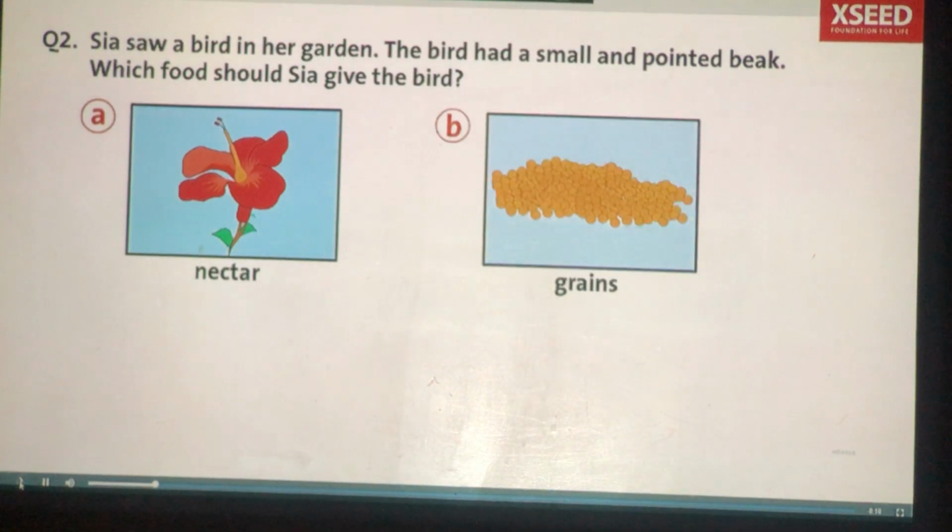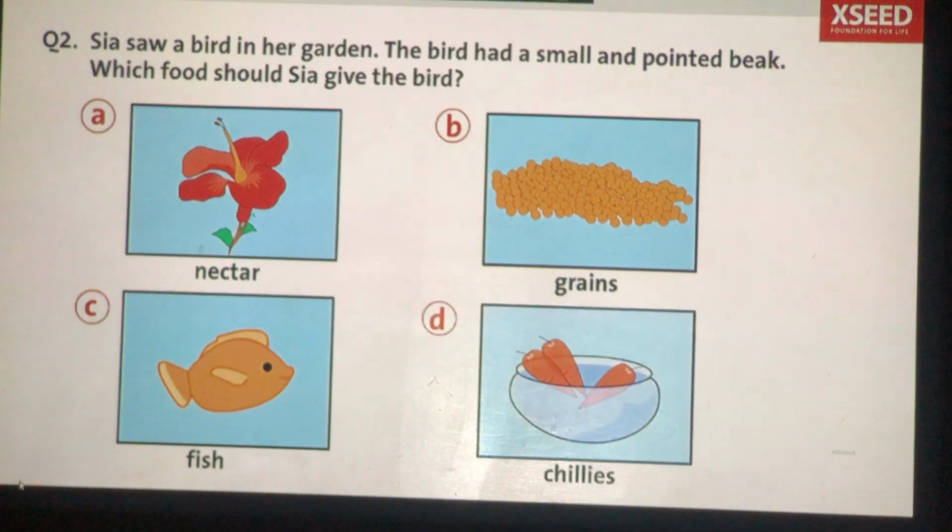Question 2. Sia saw a bird in her garden. The bird had a small and pointed beak. Which food should Sia give the bird?